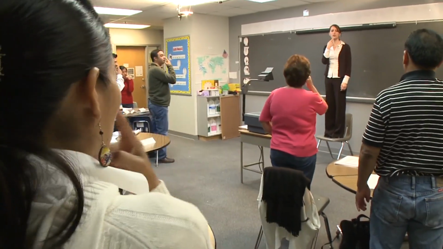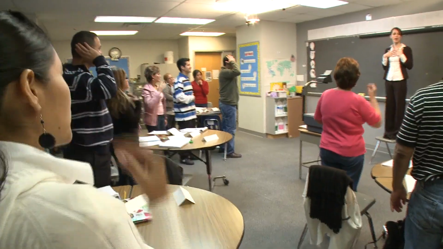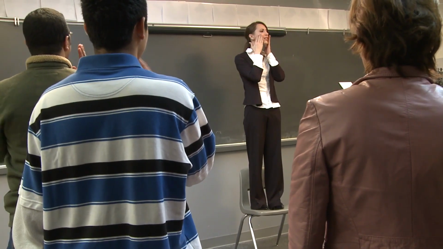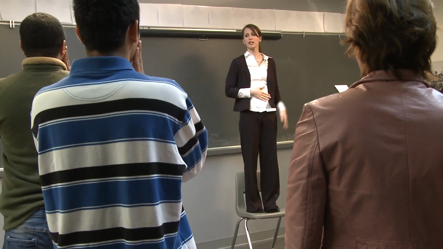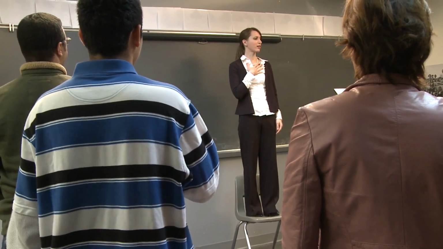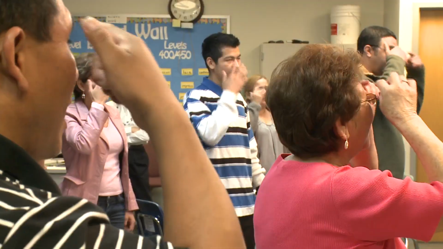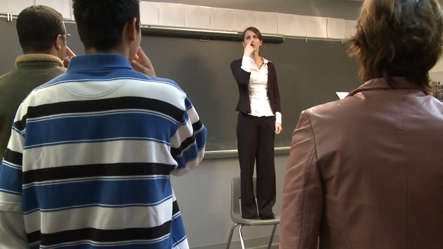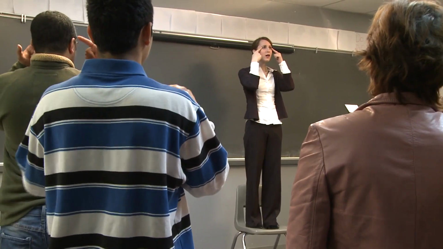Hair. Nose. Chin. Stomach. Chest. Nose. Carly uses a form of TPR, or total physical response. Chest. Eyebrows. What's this? Nose. What are these? Eyebrows. What's this?